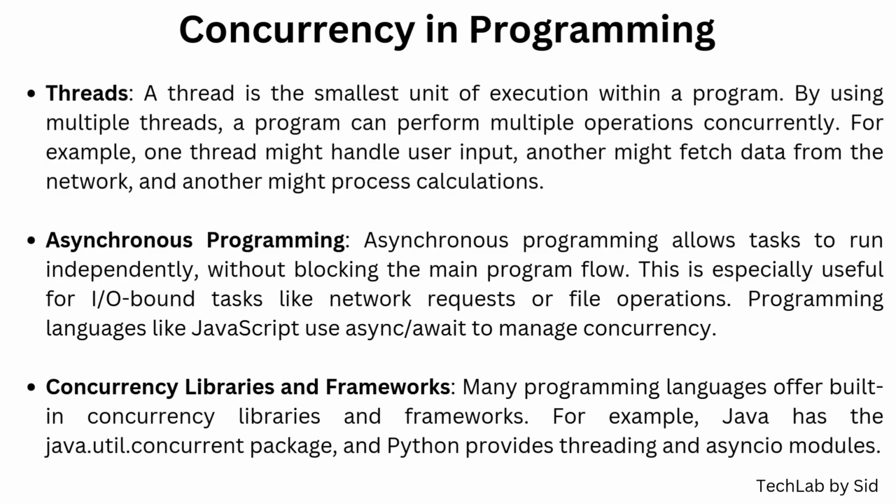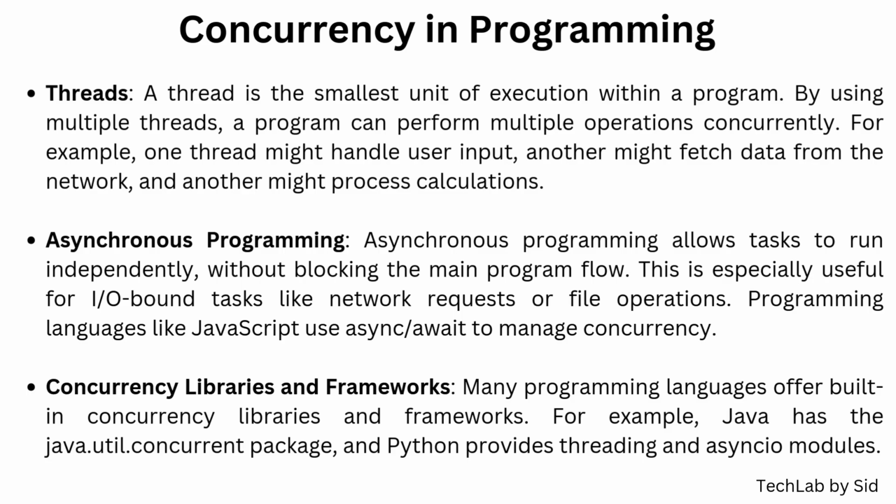One fundamental concept is threads. A thread is the smallest unit of execution within a program. By using multiple threads, a program can handle different tasks concurrently. For example, one thread can handle user input, another can fetch data from the network, and yet another can process calculations. This allows the program to be more responsive, as it doesn't have to wait for one task to finish before starting another.